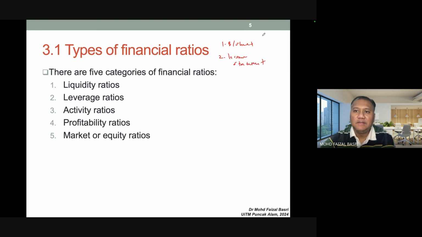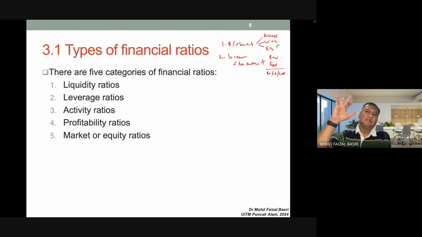Okay, yang balance sheet ni yang ada T account, yang ada assets, liability and equity kan. So yang this one ada revenues and expenses. And we want to know whether dia profit or loss. Okay, so this is income statement. Yang ni balance sheet.